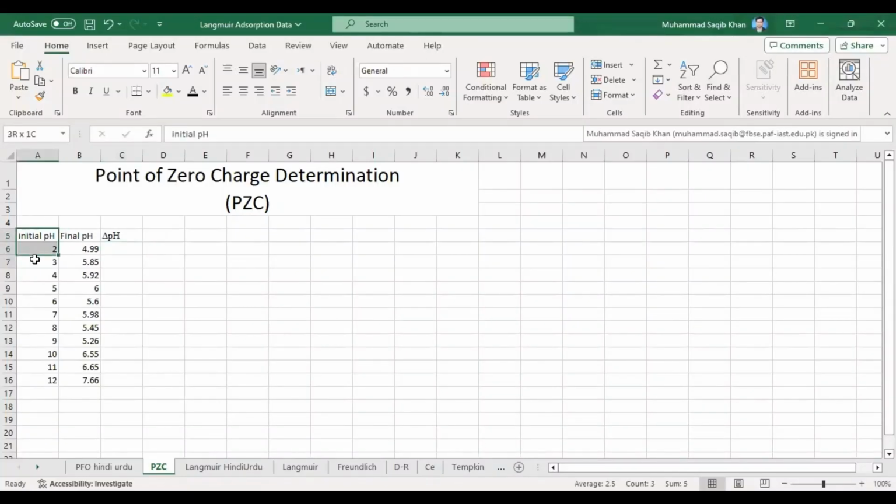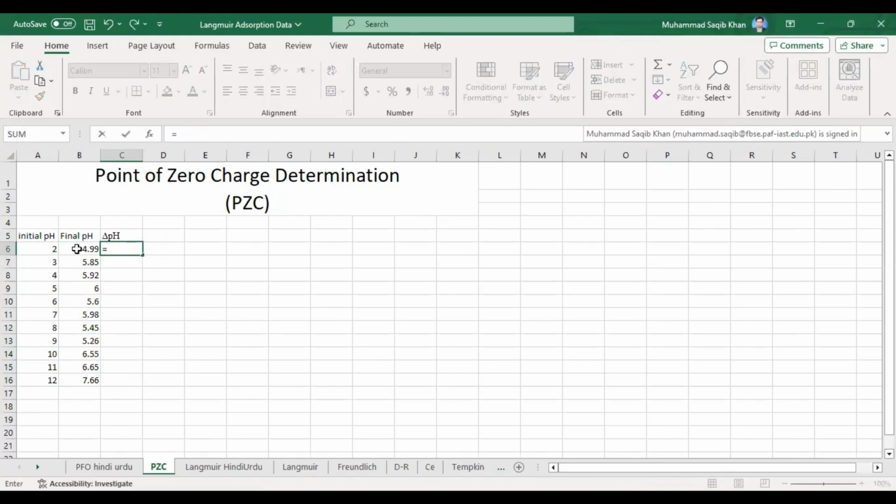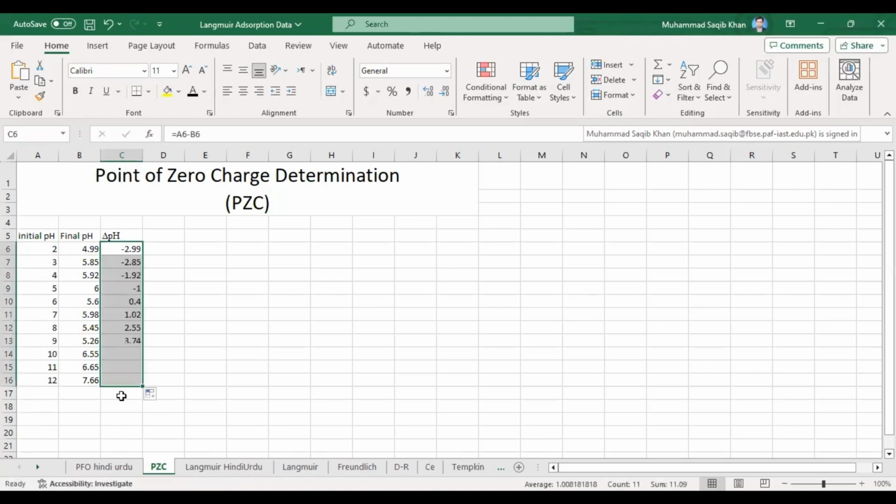This is the initial pH of our flasks, 2, 3 up to 12, and this was the final pH after 24 hours of experiment. Now we will calculate the delta pH, which, as the formula says, is equal to initial pH minus final pH after 24 hours. So this is our delta pH. We'll copy this data till the end. And now we'll plot a graph.